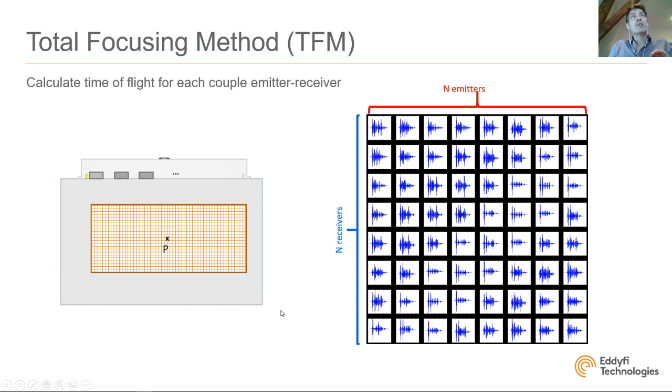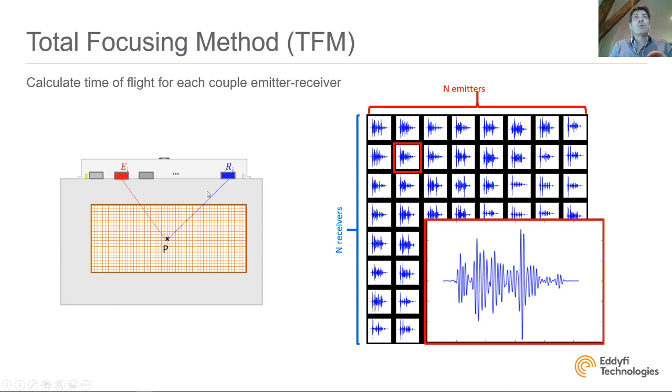What we are going to do is calculate the time of flight for each emitter-receiver couple, so for each of these signals. Let's pick one of the signals, this one, for example, which corresponds to this emitter and this receiver. We calculate the time of flight to go from the emitter to the pixel, and from the pixel back to the receiver. This is pretty easy. It is the sum of the time of flights, which represents the time of flight for that particular signal.